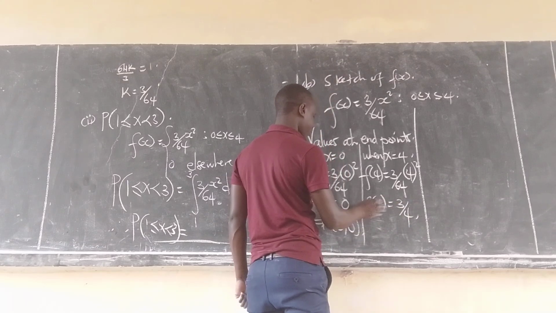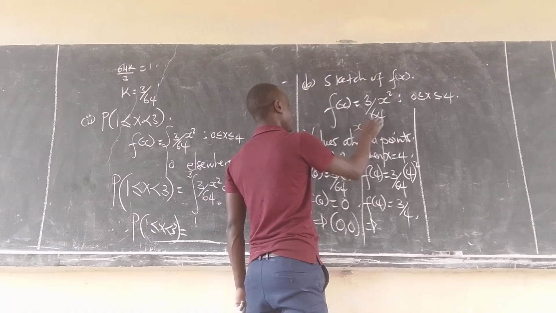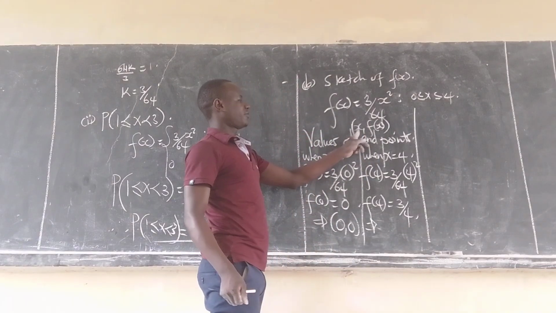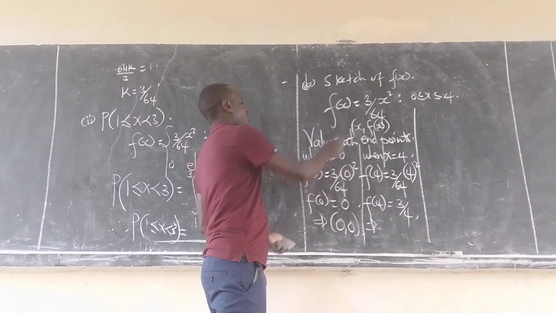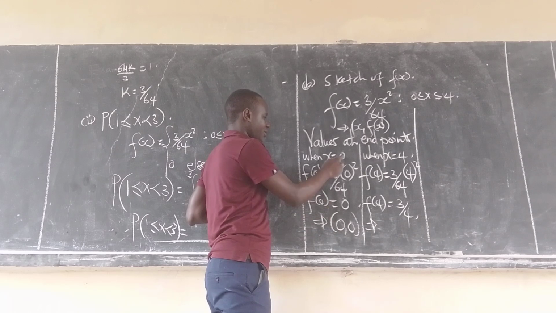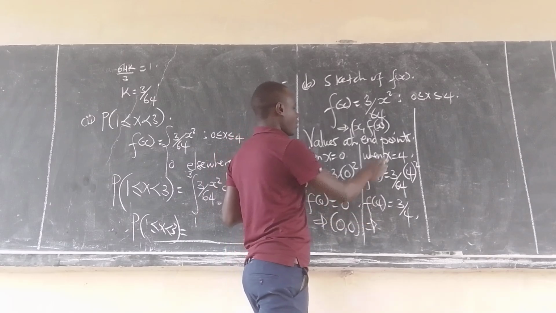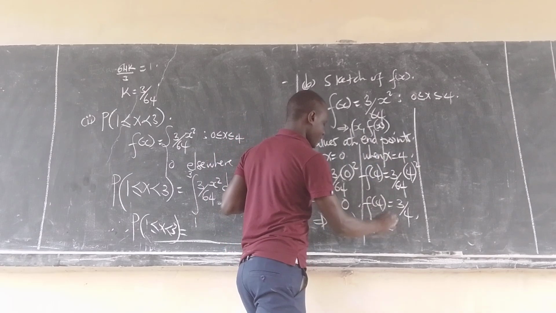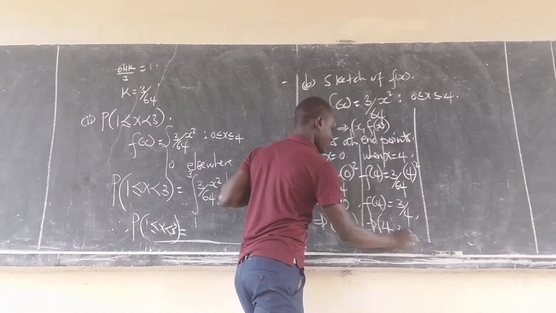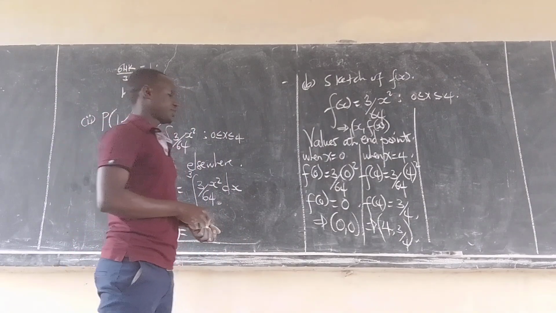So our f of 4 is that, and it implies all our points must be written in the form x, f of x. So it means we begin with the x coordinate followed by the f of x coordinate. That is why in this we started with x as 0, then f of x was also 0. Then in this one, our x is 4, then our f of x is 3 over 4. Those are the values at the end points.